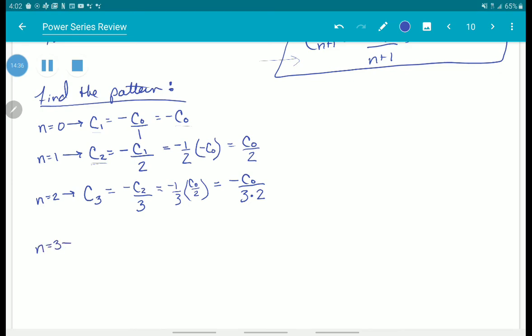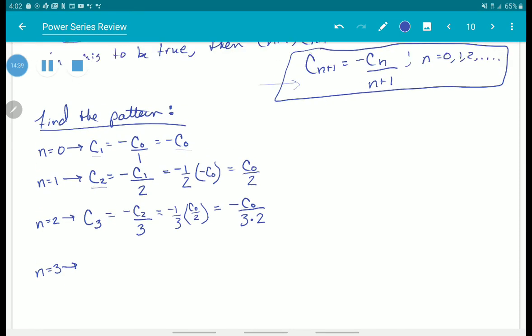So n is 3. Let's substitute 3 in. If we plug 3 in here, this is going to give us what C4 looks like. So we're going to have negative C3 over 4. And C3, going back to that previous one, was negative C naught over 3 times 2. So we're going to get a positive C naught over 4 times 3 times 2. So we can see the pattern coming up here. Our goal is to be able to express that.